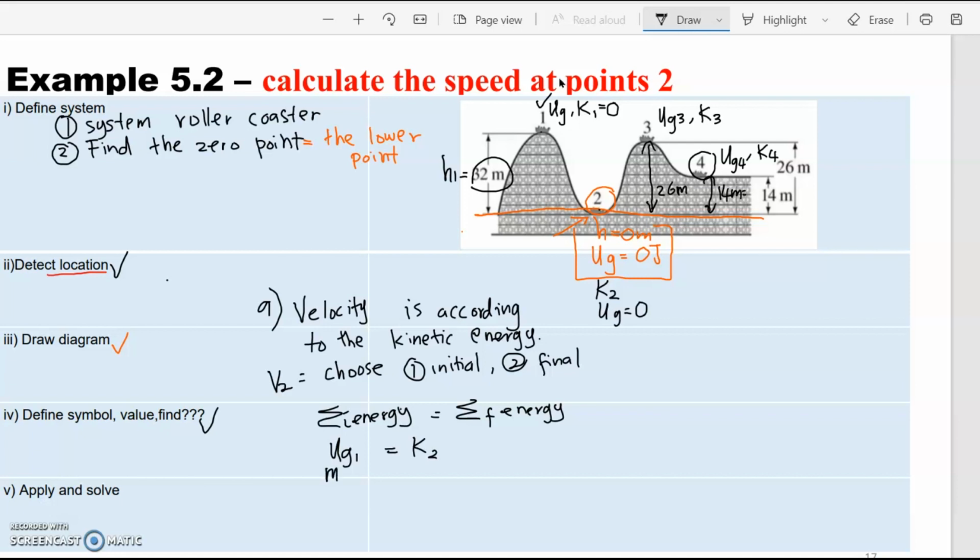So substitute all the information into the formula. The formula is mgh1 equal to half m v2 squared. So v2 is equal to the square root of 2gh1, which is the square root of 2 times 9.81 times 32 meters. So the value of V2 is equal to 25 meters per second.